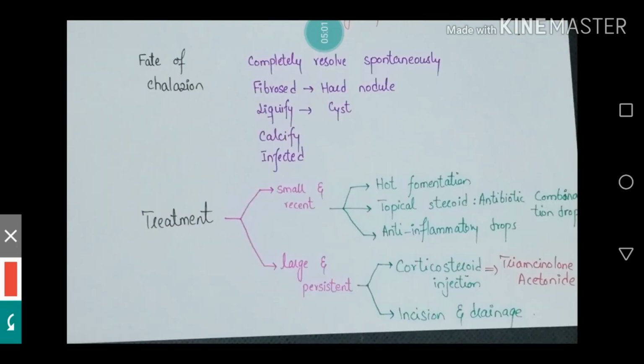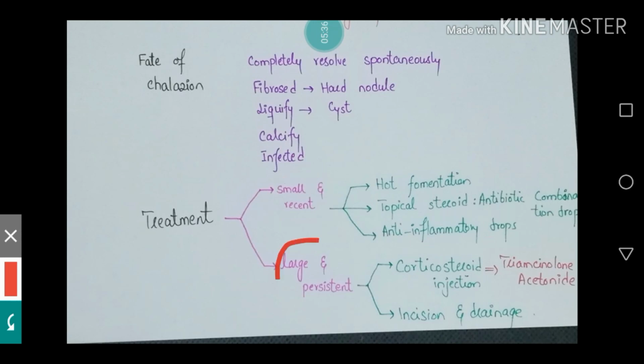Now talking about the fate of chalazion, it can either resolve spontaneously or it can fibrose into a hard nodule. It can either liquefy into a cyst or calcify or eventually become infected. Now talking about the treatment, if it is small and recent, only hot fomentation, topical steroid antibiotic combination drops or anti-inflammatory drops will resolve it.